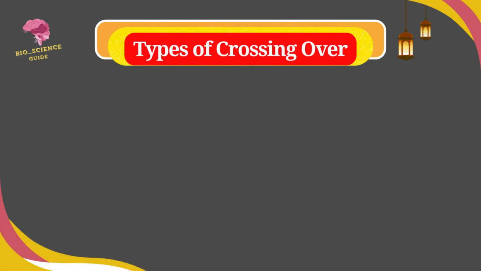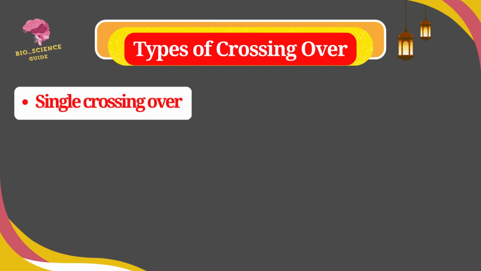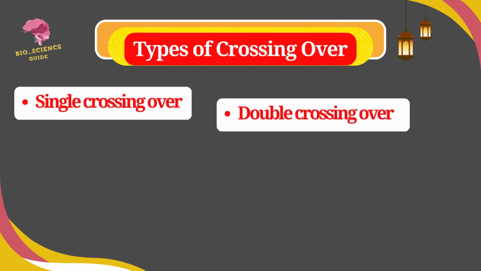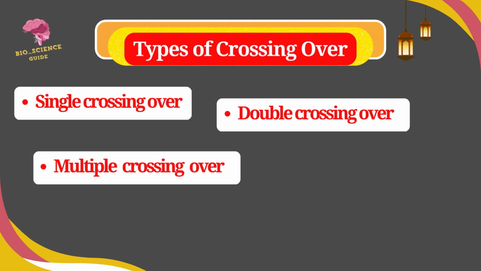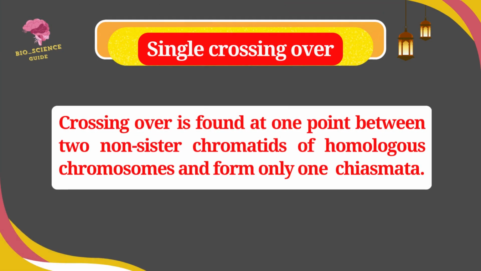Types of crossing over. Crossing over is of the following types: single crossing over, double crossing over, multiple crossing over, and somatic crossing over. Single crossing over: the crossing over which is found at one point between two non-sister chromatids of homologous chromosomes, and they form only one chiasma.